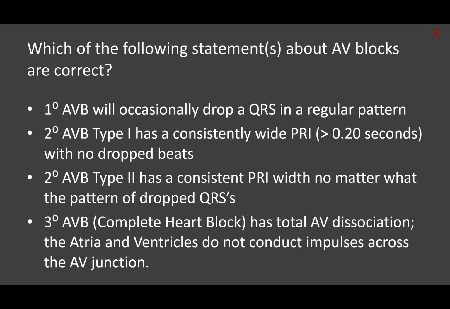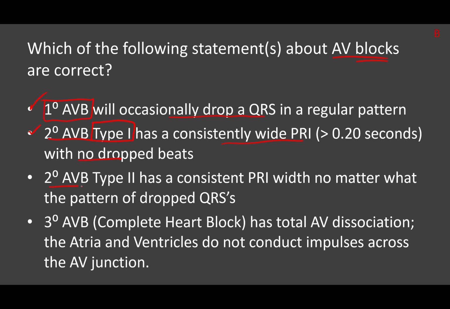Which of the following statements about AV blocks are correct? We'll just go through these one by one. First degree AV block will occasionally drop a QRS. Nope, we know that's incorrect right away, because first degrees never drop a beat. Second degree AVB Type I has a consistently wide PRI with no dropped beats. That's wrong, because we know all second degree blocks drop QRSs. That's one of the hallmarks of that.